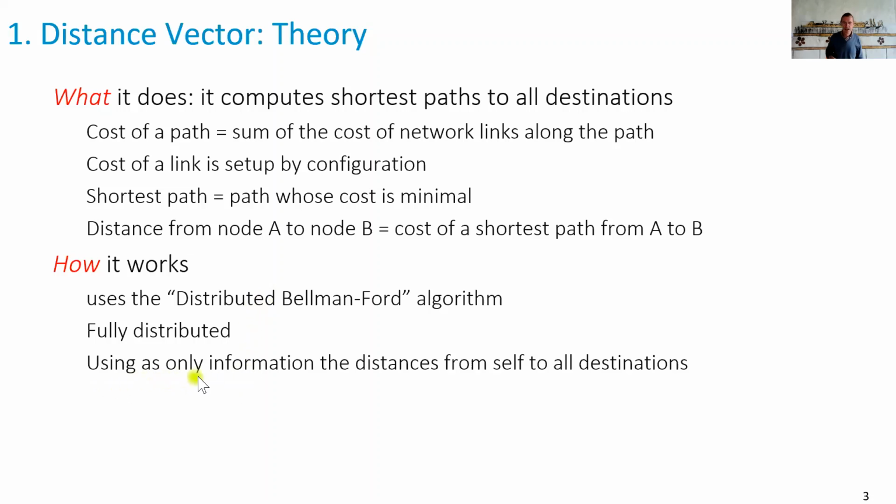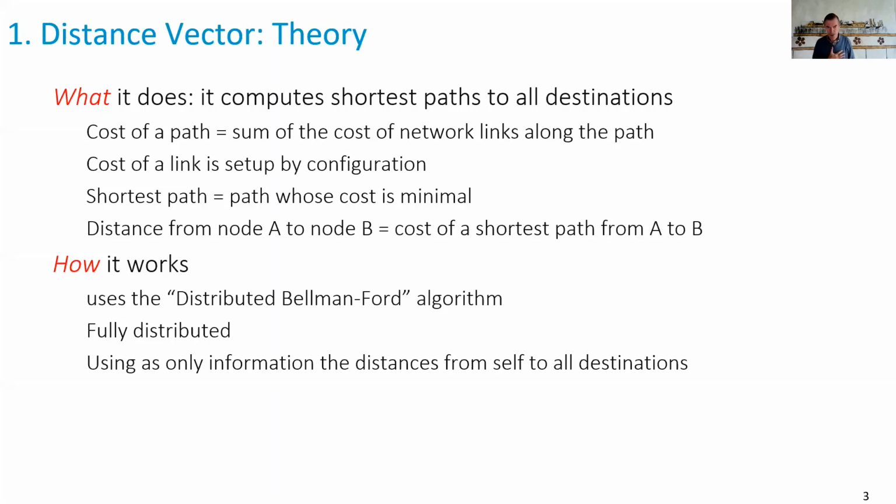But the main part is that the only information that is stored is the distances from self to all destinations. So the goal of a routing protocol is to compute the distances, but we have seen that routing protocols such as OSPF use a routing information base that contains the entire topology of the network, and only once they have the entire topology, they compute the distances to every destination. Here, we don't need the topology, we need only the distance to every destination.